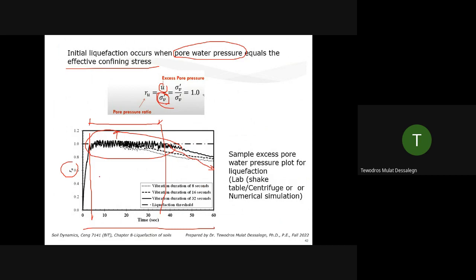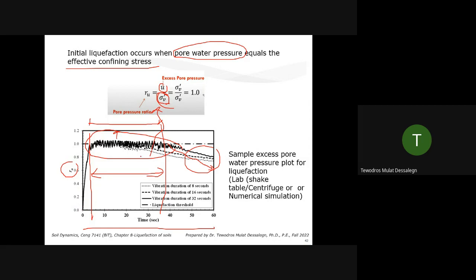So the main energy of shaking is in this area. At this time, probably the water escaped and the soil is getting denser, so it's trying to gain its effective stress. This chart is very well known to predict liquefaction.